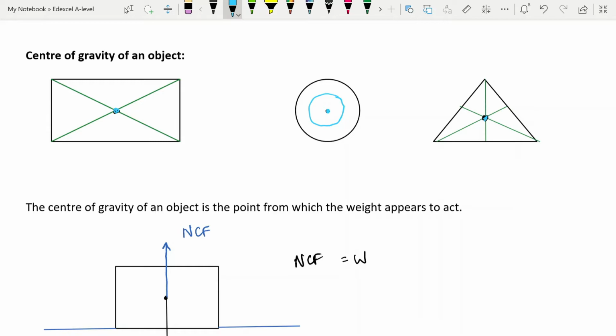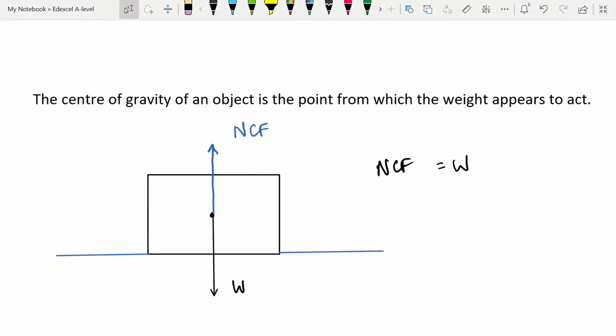You have to use a plumb line. This isn't in our specification, finding the center of gravity of an irregularly shaped object. But essentially, you hang a plumb line from a hole in the object at 3 different points. You see where the plumb lines cross, and that will be your center of gravity. What we're interested in about the center of gravity is that this is the point from which the weight of an object, the gravitational force, appears to act.